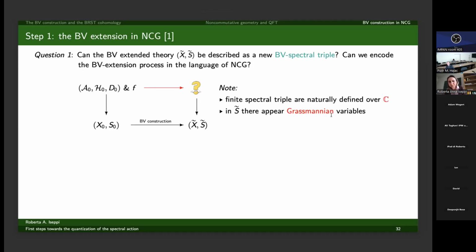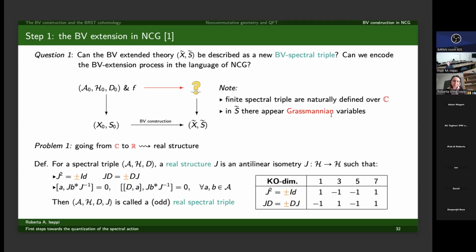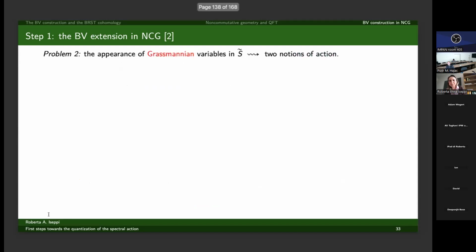So to solve the first problem, the first point is that we need to go from C to R. This is somehow calling us for the introduction of a real structure. And here I'm just recalling the definition of a real structure: it's an antilinear isometry over H. The second problem is the appearance of Grassmannian variables.